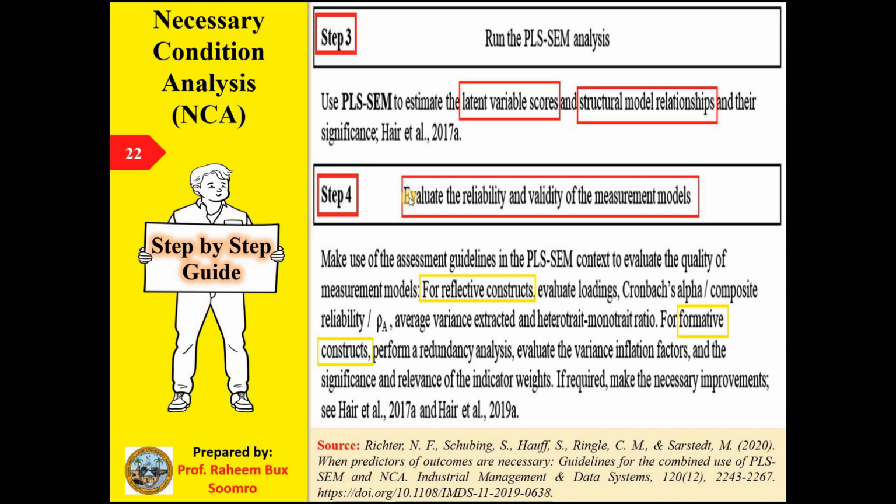Step 4, you have to consider the measurement model. There are two types of measurement model: reflective and formative. In reflective, what we have to evaluate are the loadings, Cronbach's alpha, composite reliability, and HTMT, heterotrait-monotrait. In case of the formative construct, we have to consider the redundancy analysis, variance inflation factor, and significance and relevance of the indicator weights. So these are some of the important things involved in the measurement model. So overall, there should not be any problem in the measurement.